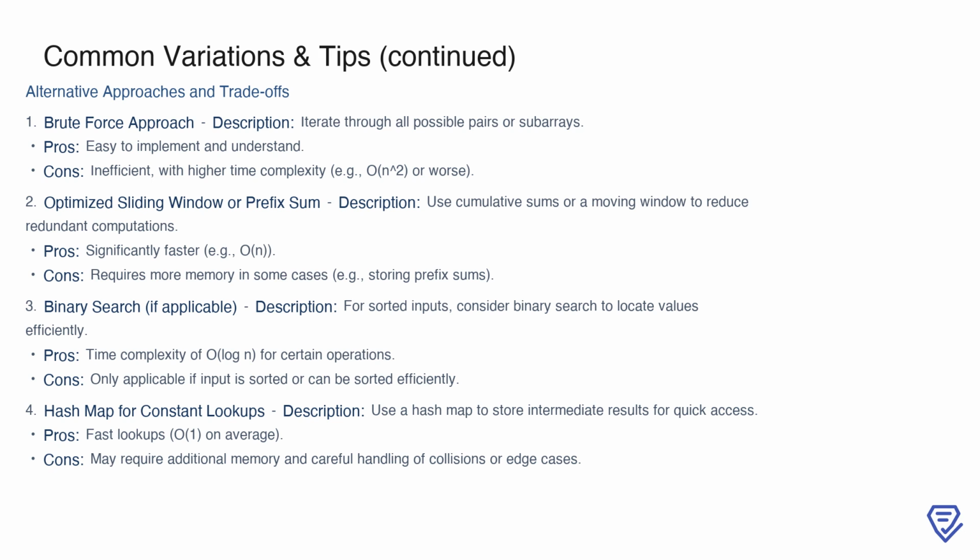For sorted inputs, binary search is a powerful tool. It allows you to locate values efficiently with a time complexity of O(log n), but it's only applicable if the input is sorted or can be sorted without significant overhead. Finally, hash maps are excellent for constant time lookups. They enable quick access to intermediate results, but they can require extra memory and need careful handling of edge cases, like hash collisions. Each approach has its trade-offs, so the choice depends on the problem's constraints and requirements.